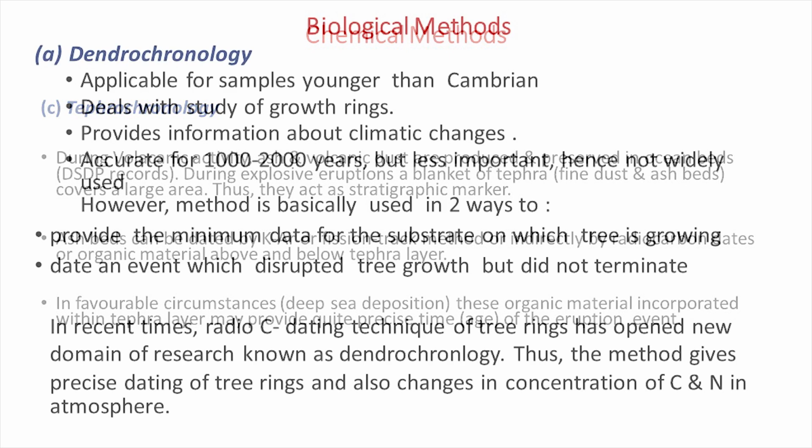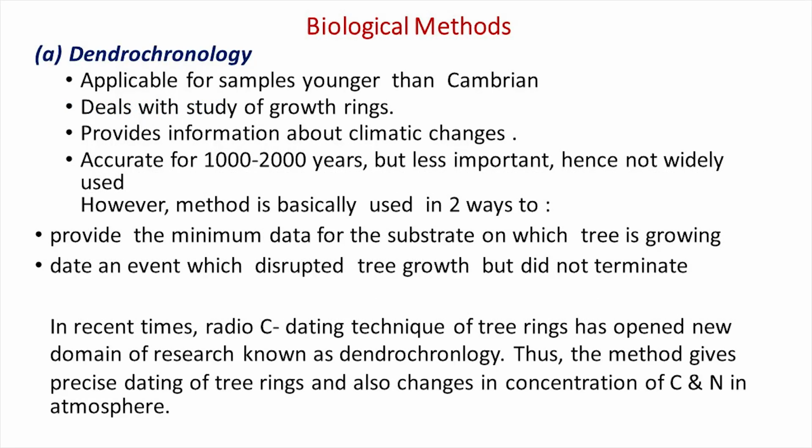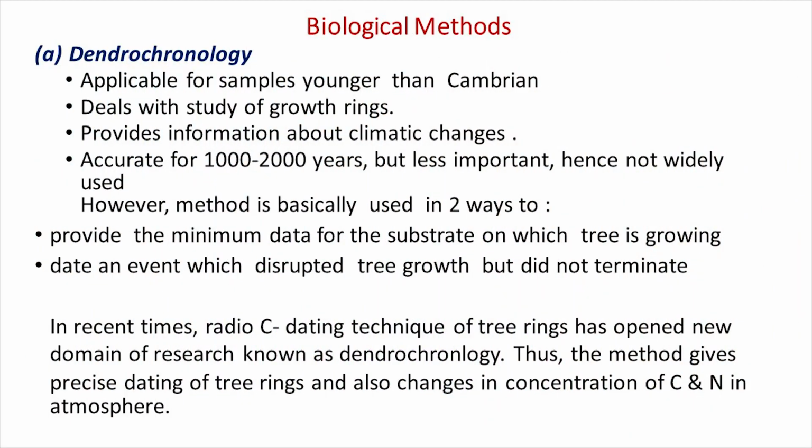Another type of method is biological, which includes the technique based on dendrochronology. This method is applicable for samples younger than Cambrian age. This method deals with the study of growth rings. This technique provides information mostly about climatic changes, and the method is very accurate for 1000 to 2000 years, but is less important and hence not widely used.